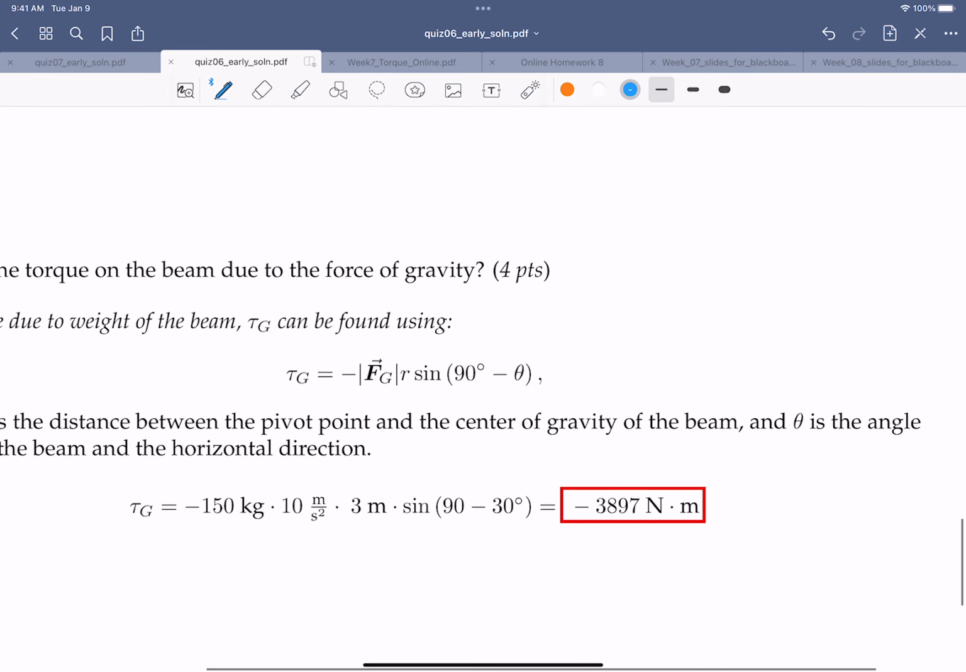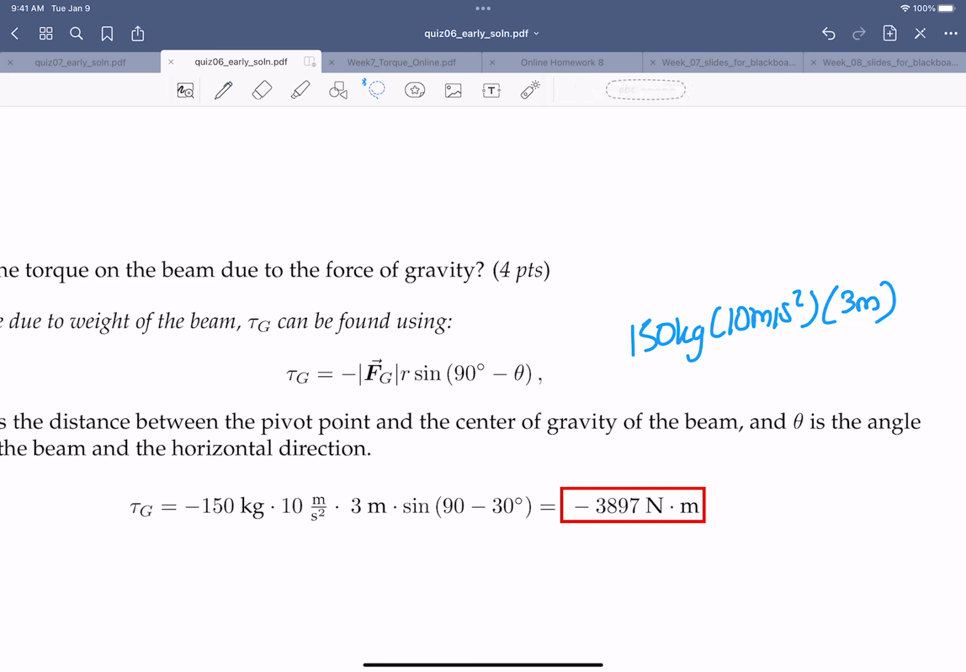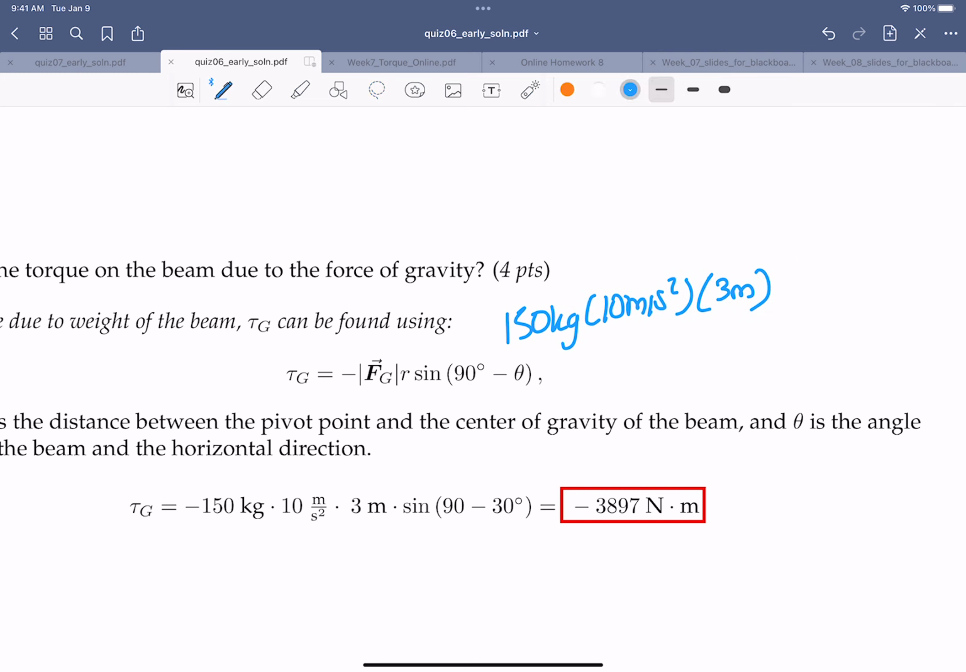So we take force of gravity, right? That was 150 kilograms times 10 meters per second squared. That's our force of gravity. Times the distance away, which is 3 meters. And then times sine of 60, right? And that should give us the 3,897 Newton meters.